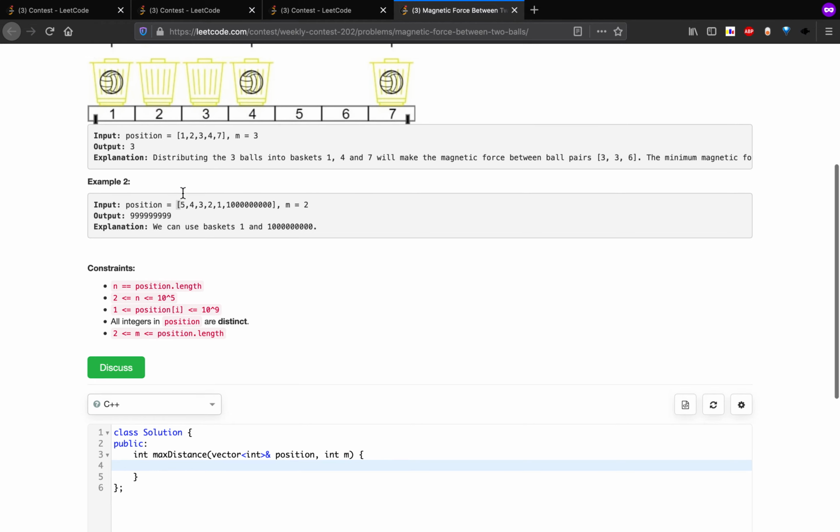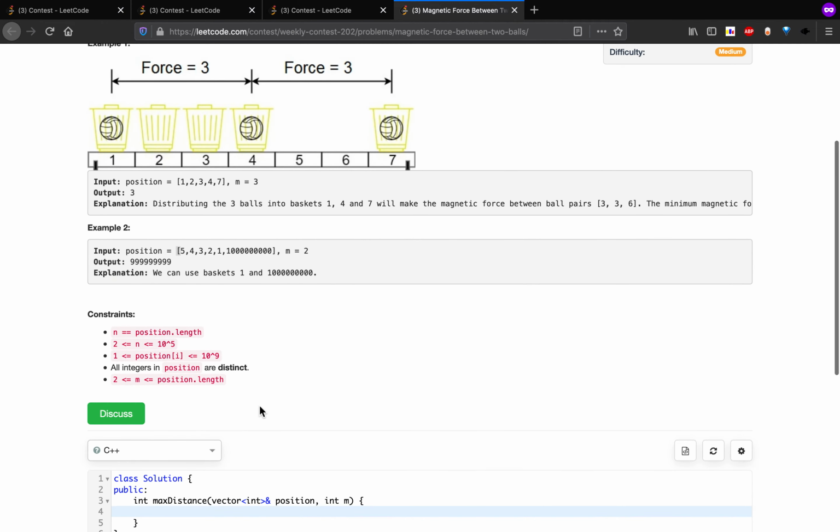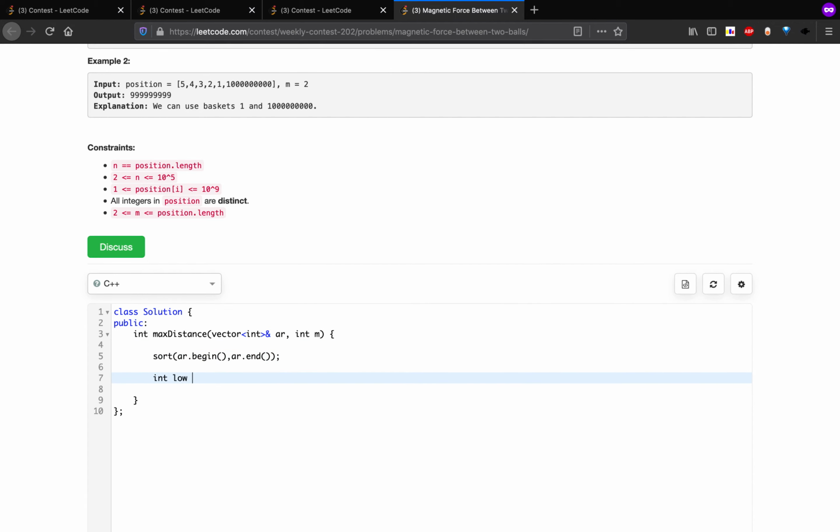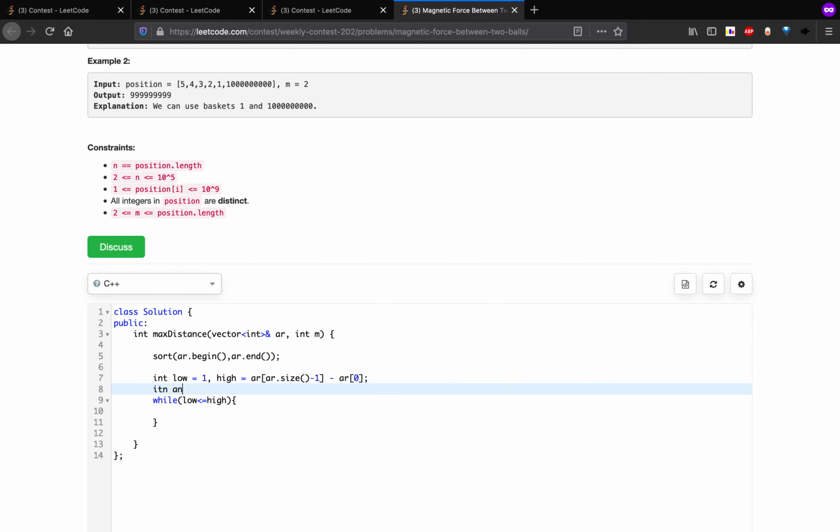Now we just have to check whether the given array is sorted or not. Yeah, it's not sorted, so we can just sort the array using ar dot begin and ar dot end. Now we can maintain a low bound and a high bound: high is ar dot size minus 1 minus ar 0. Now we do a binary search, and let's take our answer variable too.